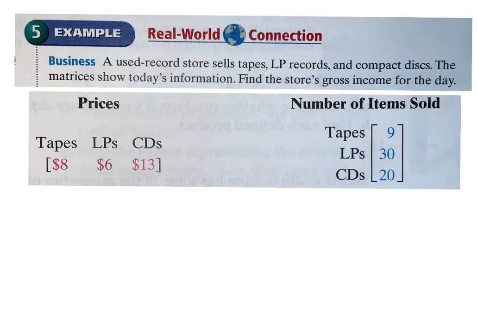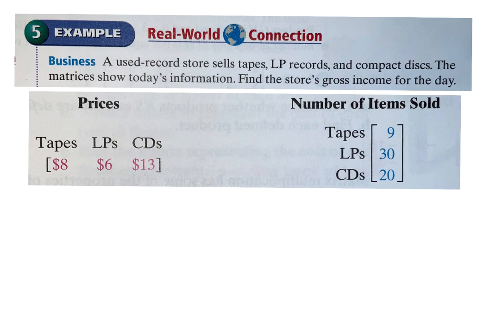All right, a used record store sells tapes, LP records, which I don't even know what that is, and compact discs. The matrices show today's information. Find the store's gross income for the day. Tapes, LPs, and CDs are $8, $6, and $13. They sold 9, 30, and 20. You literally just multiply.